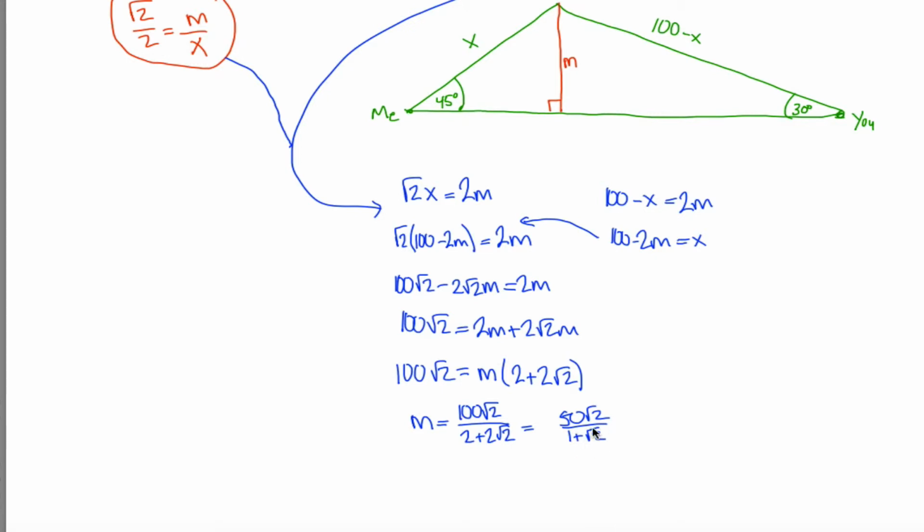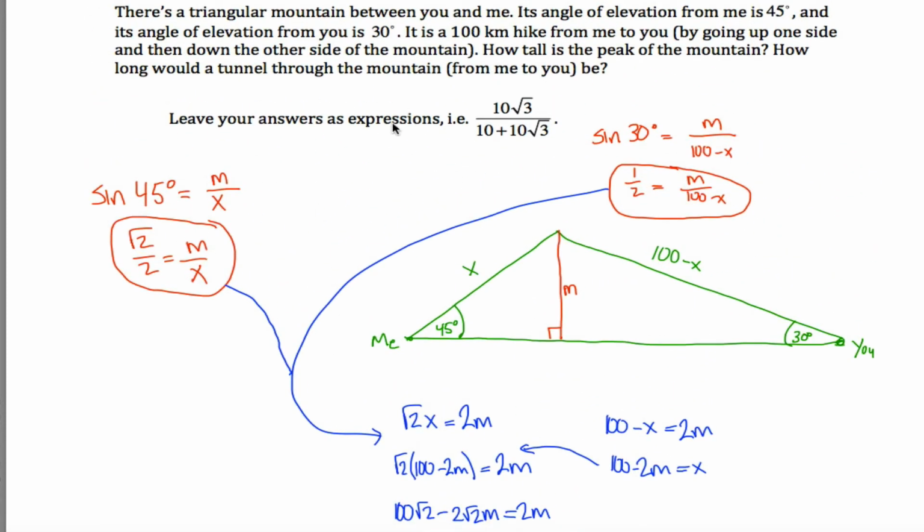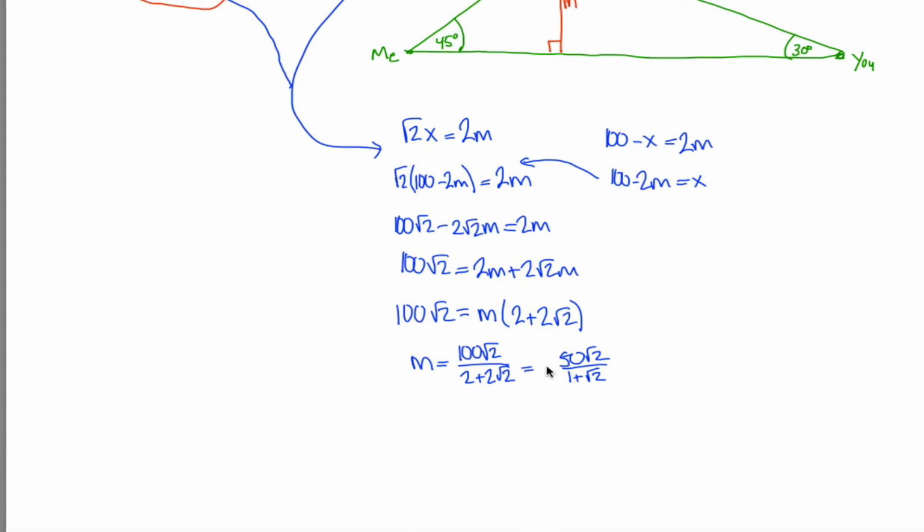If you don't like having the square root of 2 in the denominator, you could rationalize this. You could go further, but I'm going to go ahead and leave it like this because it does say that my answer can be left as an expression, some big mess like this. And I got square roots in the denominator here, so I'm going to say it's totally fine to leave my answer like this. This is the height of the mountain.